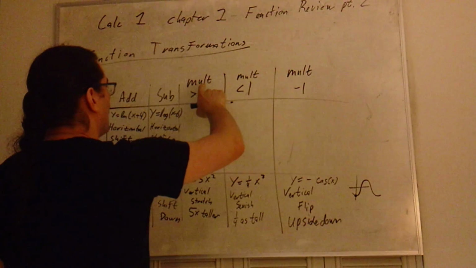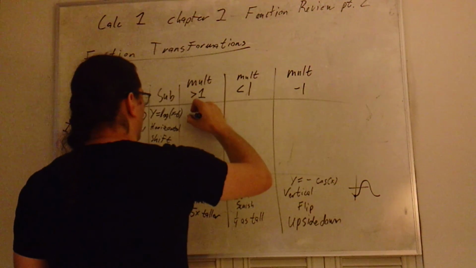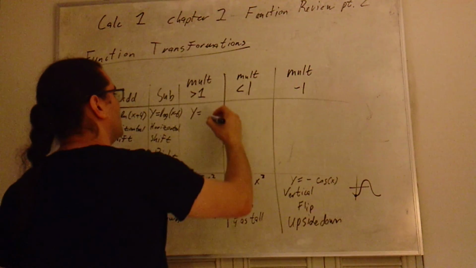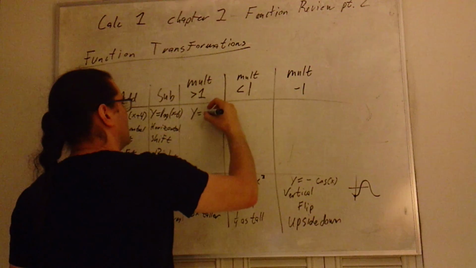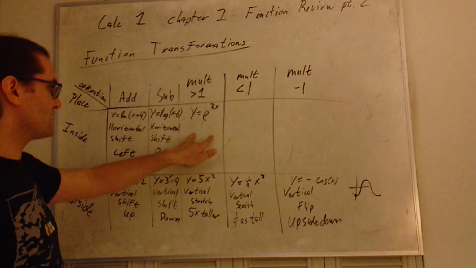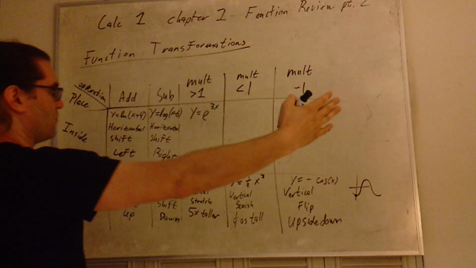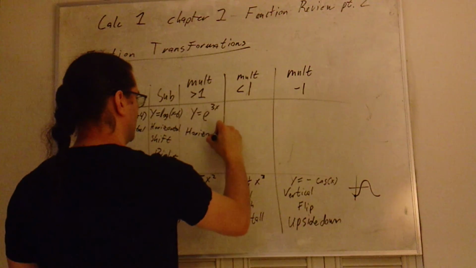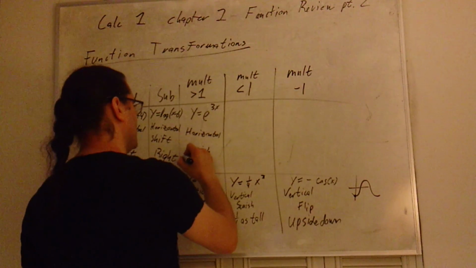Multiplying things by numbers greater than 1 on the inside might look like, let's say, y equals e to the 3x. And again, this is going to be backwards from what we want it to do. This isn't going to create a horizontal stretch. It's going to create a horizontal squish. So this will be 3x thinner.